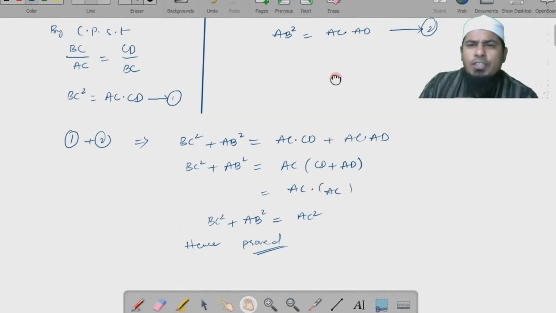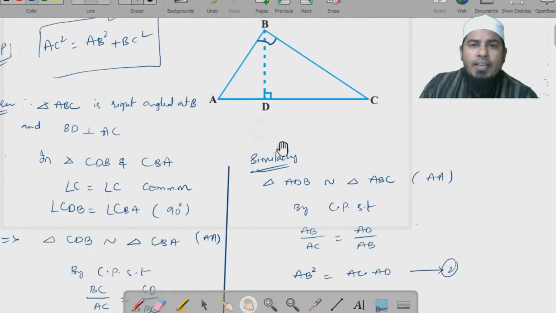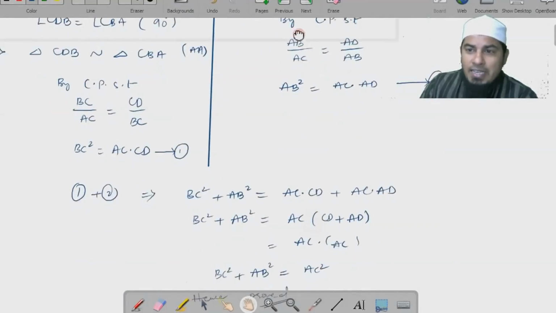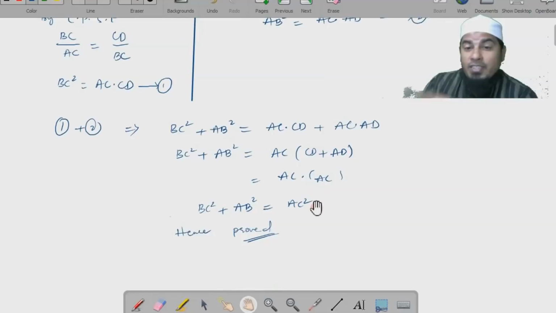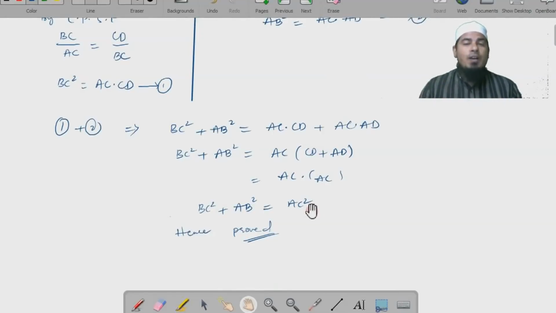If you add these two equations, that is BC square plus AB square, you will get AC times CD plus AC times AD. AC is taken common. CD plus AD, if you go to the diagram, CD plus AD is exactly AC. AC times AC is AC square. Hence, BC square plus AB square is equal to AC square, or AC square is equal to AB square plus BC square. The theorem is proved here. I hope you understood the theorem proof. Let us now prove the converse of Pythagoras theorem.